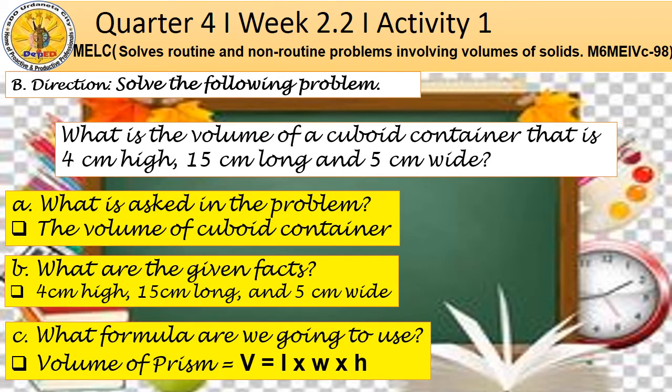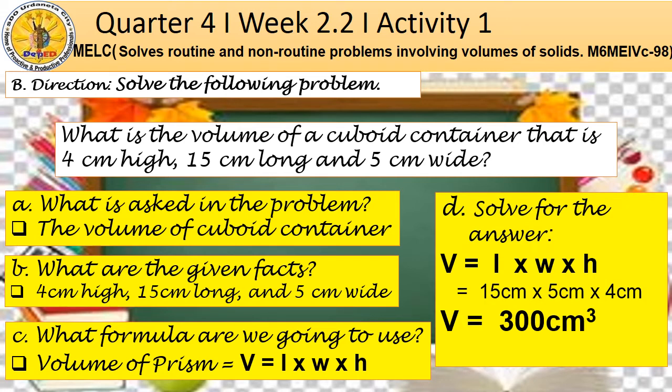What formula are we going to use? We're going to find out the volume of a prism. And the formula in finding the volume of a prism is volume equals length times width times height. Let us solve for the answer. The given length is 15 centimeters, the given width is 5 centimeters, and the height measures 4 centimeters. So 15 centimeters times 5 centimeters times 4 centimeters equals 300 cubic centimeters. Therefore, the volume of the cubic container is 300 cubic centimeters.